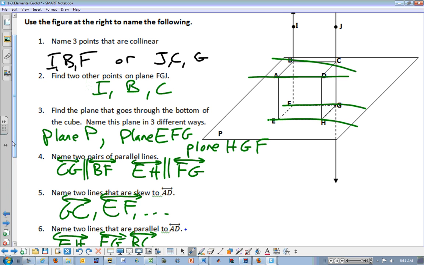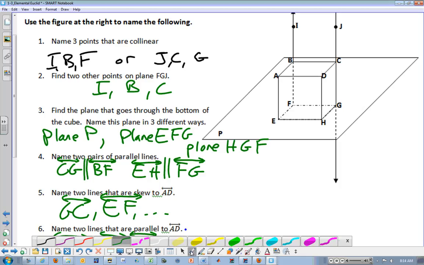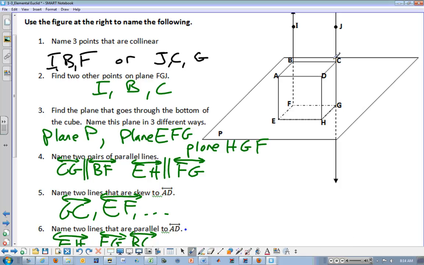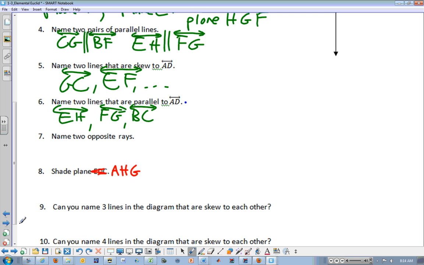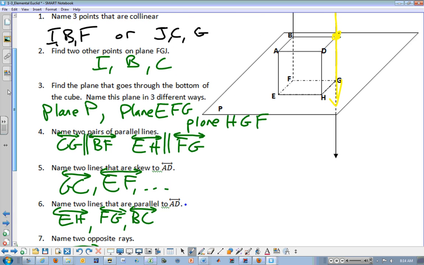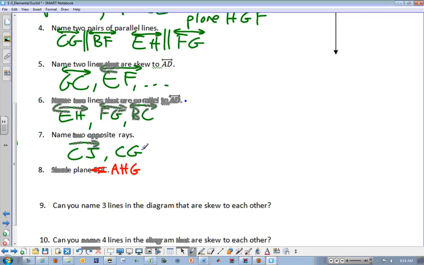And then we have 2 opposite rays. Well, remember, rays go opposite direction. We have from C to J, and C going through J, and then C going through G. Those are 2 rays going in opposite directions. Okay, and those are the only ones you can name here. CJ, and they have to be like that. And C, what was it? G? CG, yes. Okay. All right.